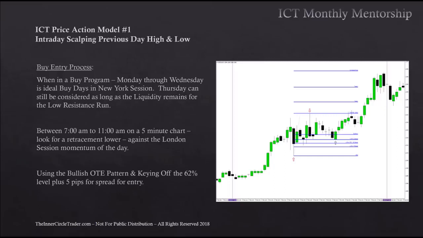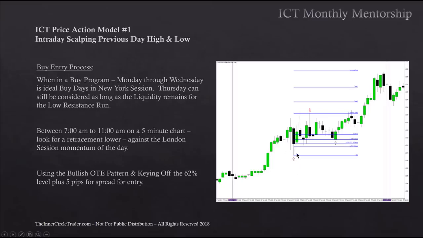Between 7 a.m. to 11 a.m., this is all New York time, on a 5-minute chart, we're going to be looking for a retracement lower against the London session momentum of the day. Using the bullish optimal trade entry pattern and keying off of the 62% level, notice I refined it just to that level. We're not looking for 70.5. We're not looking for the 79% retracement level. We're looking specifically right at this 62% retracement level. But now, since we're buying, we're going to add 5 pips for the spread for entry. You can see the example over here.